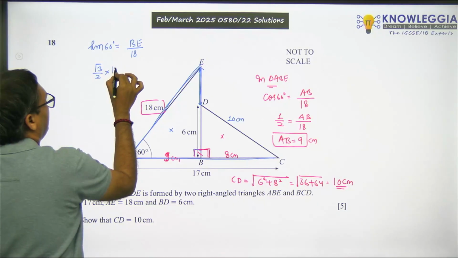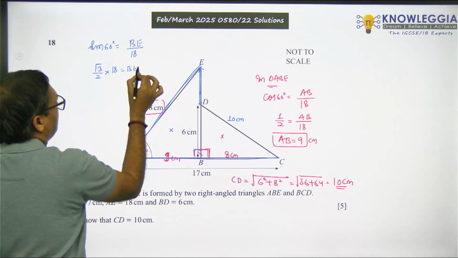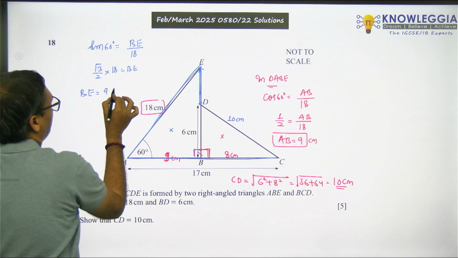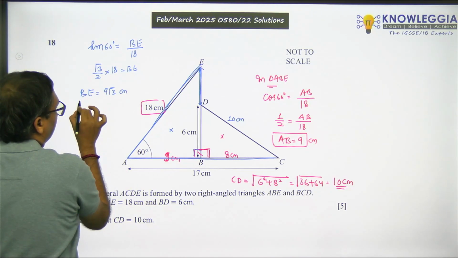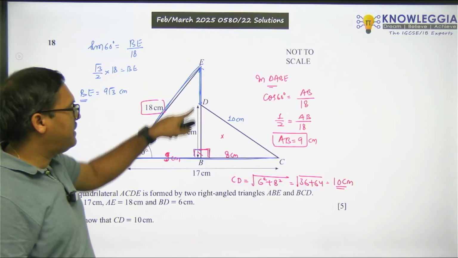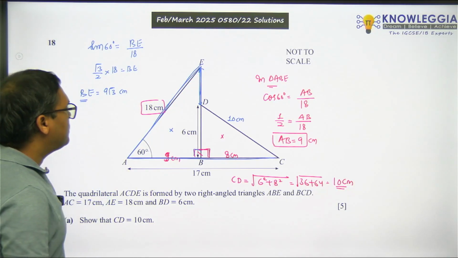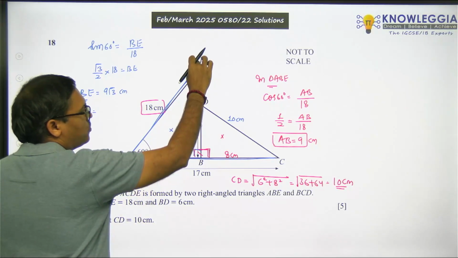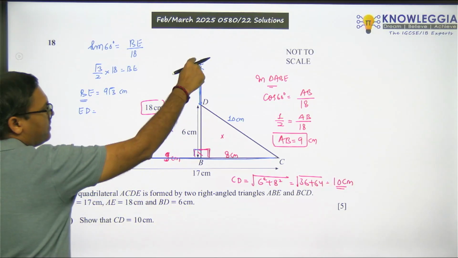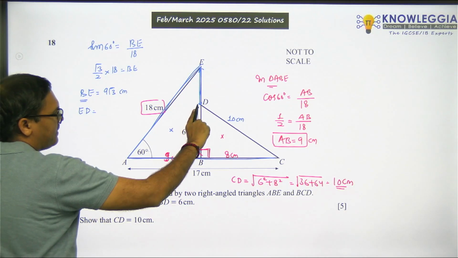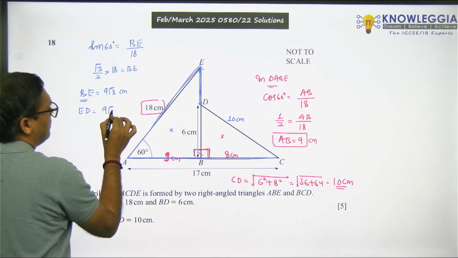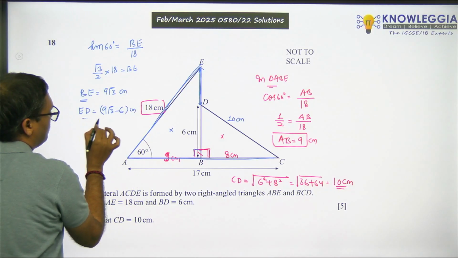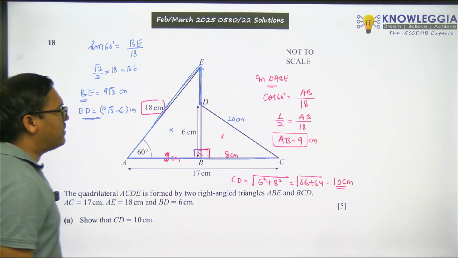I'll multiply this by 18. So what is BE? BE is equal to 9 root 3 centimeters. So this length BE is 9 root 3, the total length. So what is the length ED? ED, this length. Total length is 9 root 3, so subtracting, this is 9 root 3 minus 6 centimeters. So now we know ED is 9 root 3 minus 6.